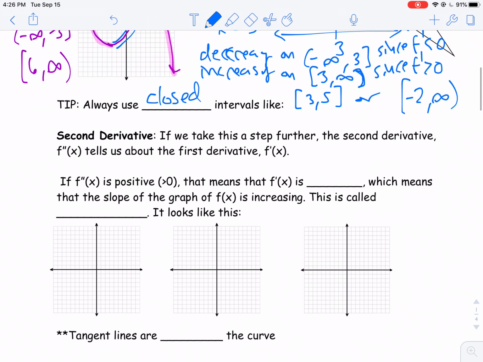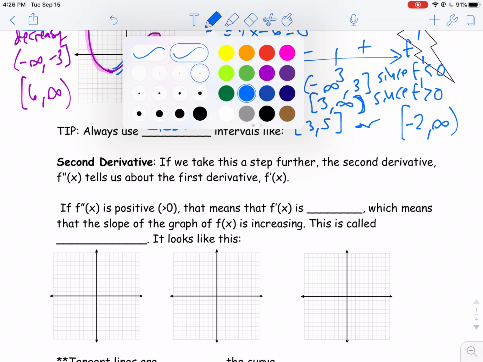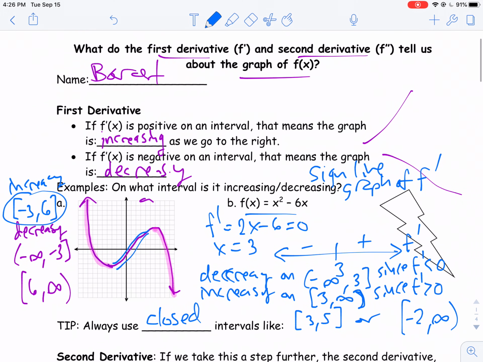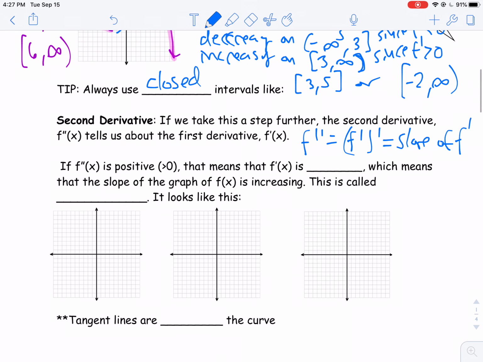Now let's go ahead and talk about the second derivative. The second derivative tells us about the first derivative, of course, right? Because we know that f double prime is f prime's derivative, also known as the slope of f prime. Thinking back, if my first derivative is positive, that means the graph of f is increasing. So if my second derivative is positive, that means the graph of f prime is increasing. F prime is the slope of the graph f, so the slope is increasing. The name for this is concave up. You could have a concave up function that's increasing, where that slope is getting bigger, it's getting steeper.